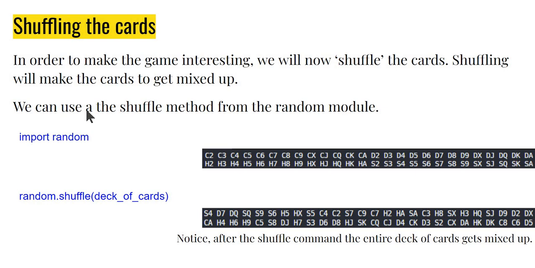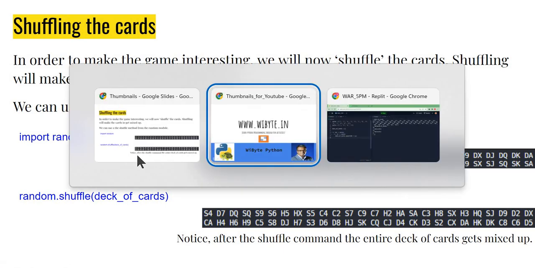In fact, shuffling a list is very, very easy in Python because there's a ready-made function available inside the random module. So all I'm going to do really is import random so that I get access to those functions. And then I'm going to call this method called random.shuffle with deck of cards. And let's see this working because this is really quite interesting.